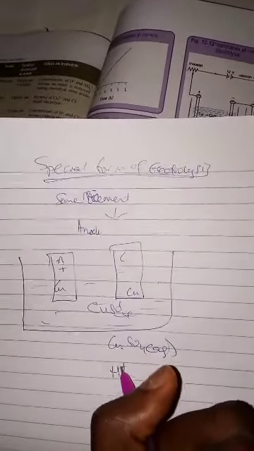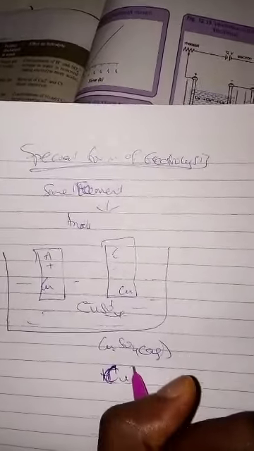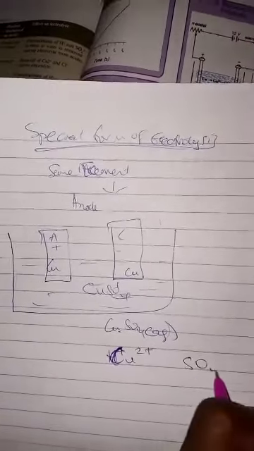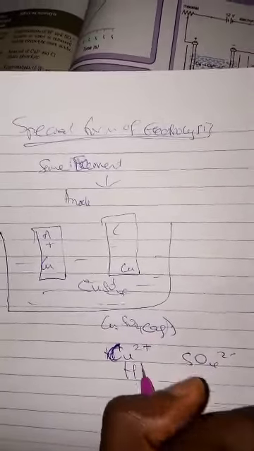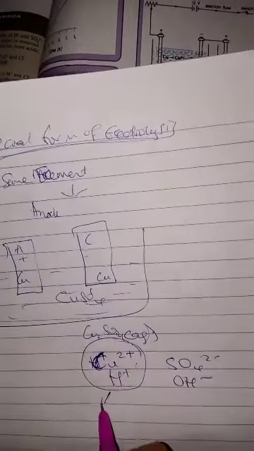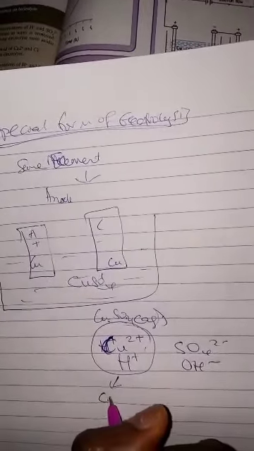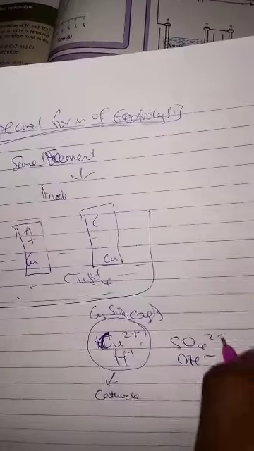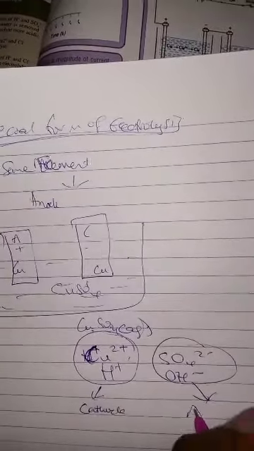So, CuSO4 solution. Let's dissociate. We have Cu2 plus and SO4 2 minus. Aqueous means what? H plus, OH minus. Do you get it now? So between these, Cu2 plus and H plus are migrating to the what? To the cathode. Why these ones are migrating to the what? To the anode.